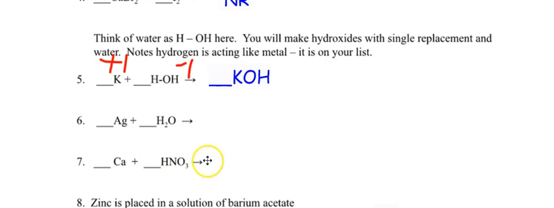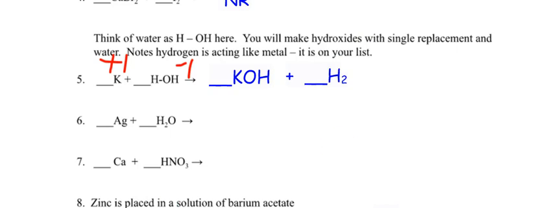I hope you got that. Now what is booted out? What has been replaced by the potassium? It's hydrogen. So do you put +H? No. Hydrogen is a Hofbrinkel. It's a diatomic. So it's +H2.